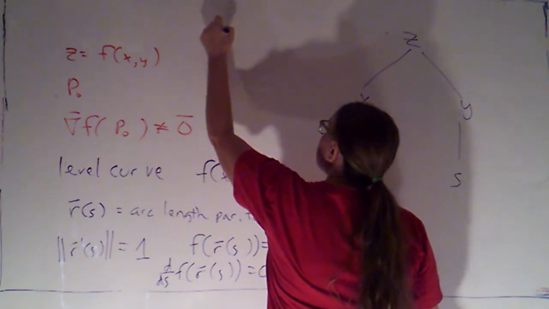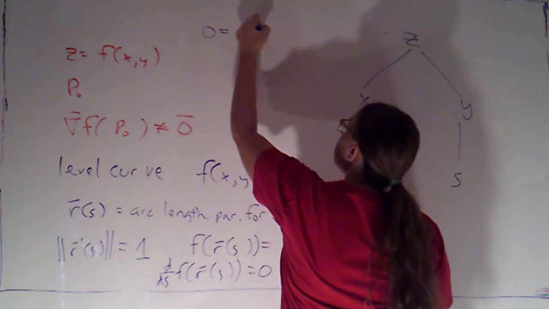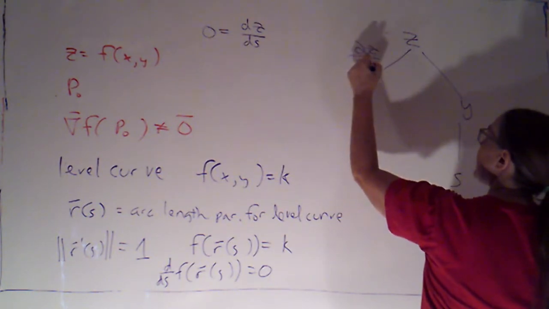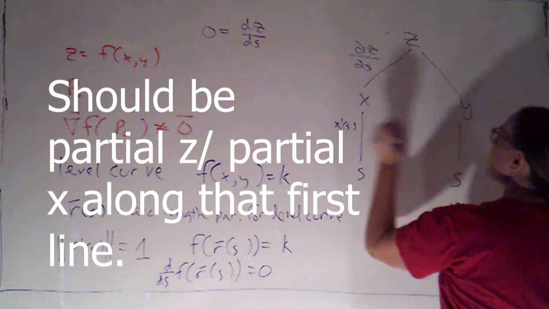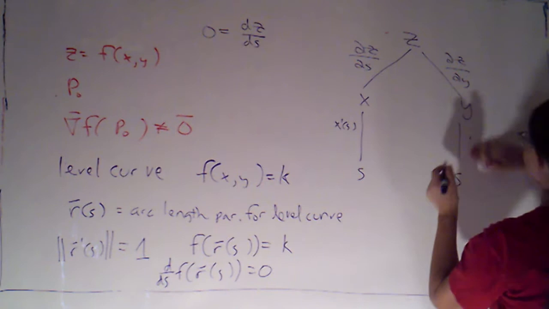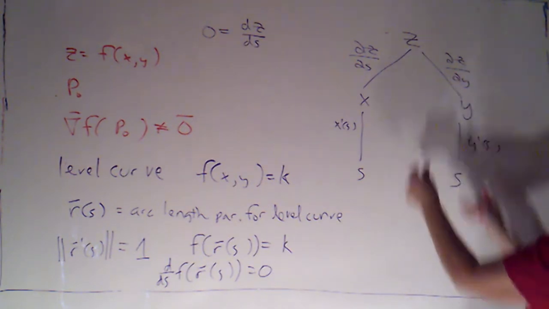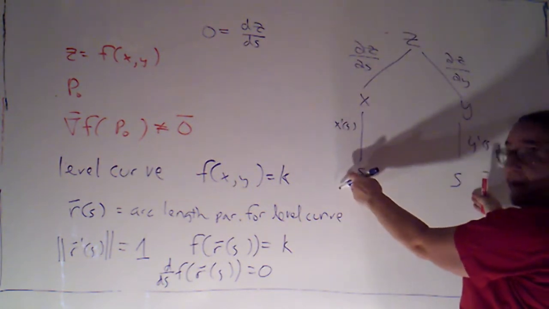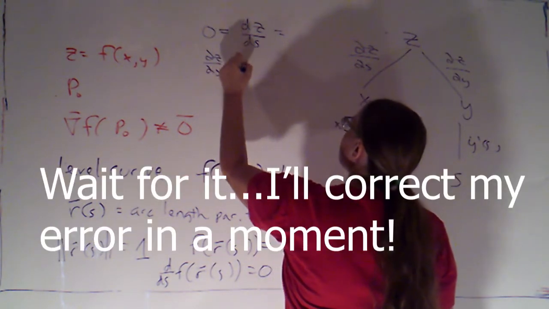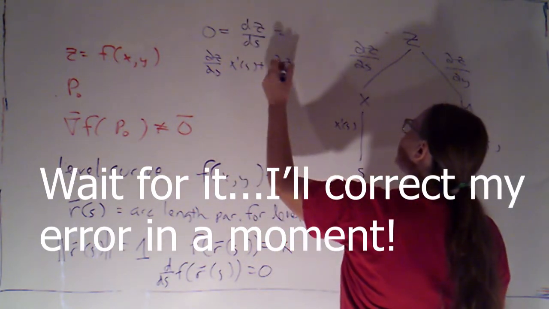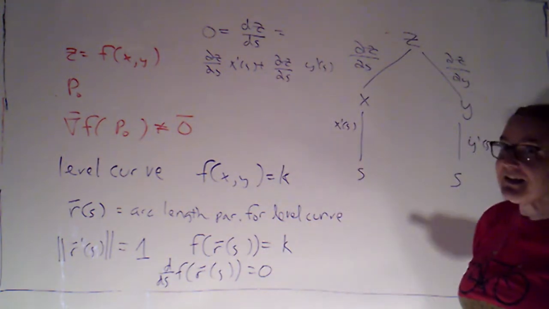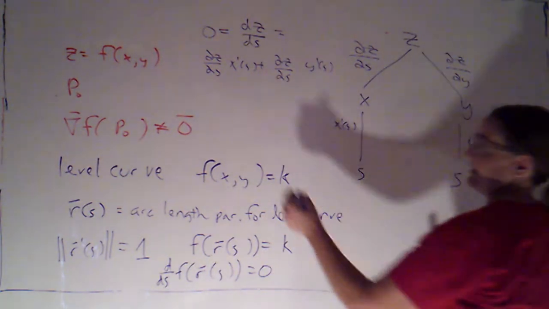So I know that 0 is equal to dz by ds, but according to the chain rule, that would be partial z, partial x, x prime of s, plus partial z, partial y, y prime of s. Multiply the derivatives on the paths, and add them together. And as we've seen, that's a dot product.